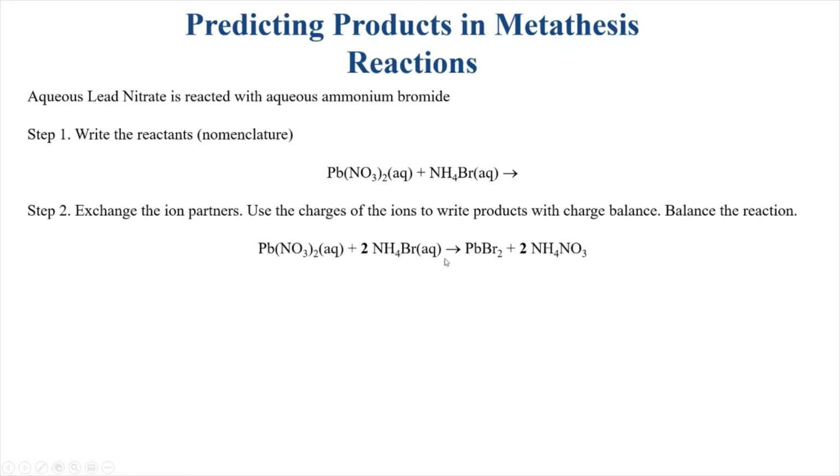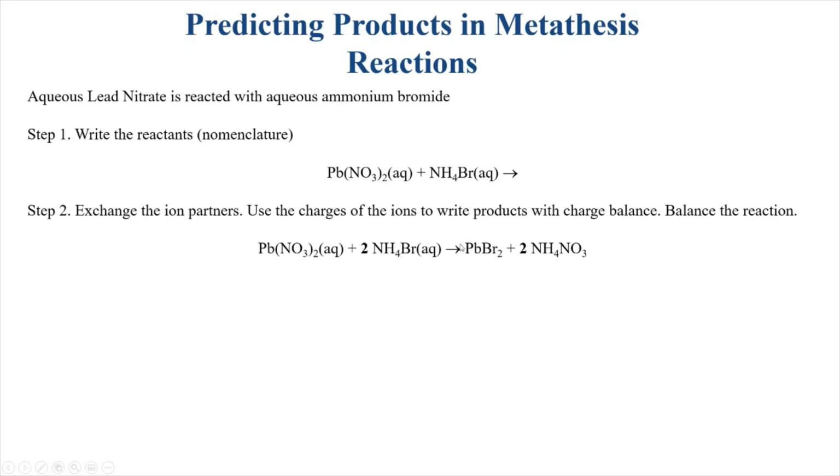So on the other side, we're going to take the lead, which is our cation 1, and our bromide, which is our anion 2 from the second compound, and we're going to put them together. And because lead has a 2+ charge and bromide has a -1 charge, we're going to get PbBr2. And then if we take our anion from the first compound and our cation from the second compound and put them together, we get ammonium nitrate, and that's going to be a 1-to-1 ratio of these polyatomic ions because ammonium has +1 and nitrate has -1.